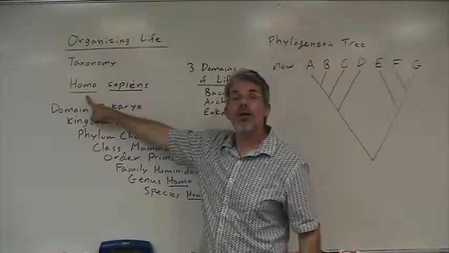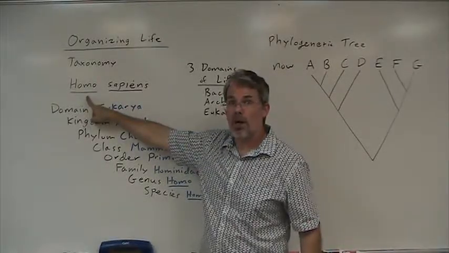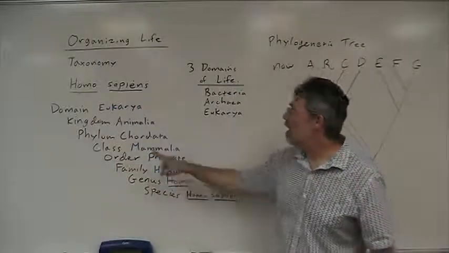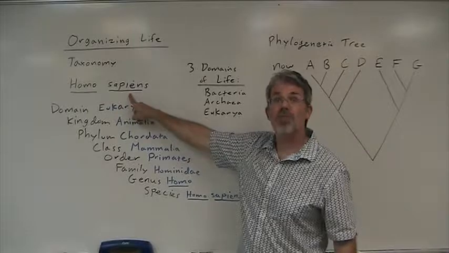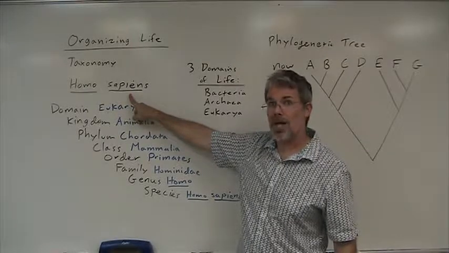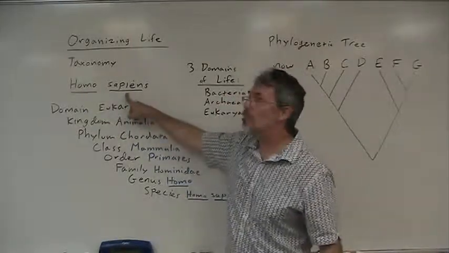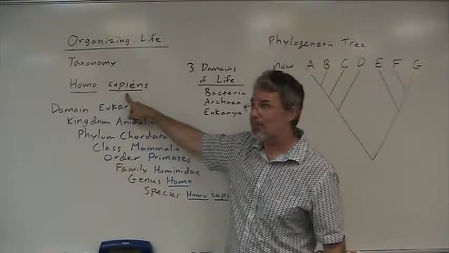The first word is the generic word. It's the same as the genus level. It is always capitalized. The second word is called the specific epithet, and it's never capitalized. But both of these combined are the species name.